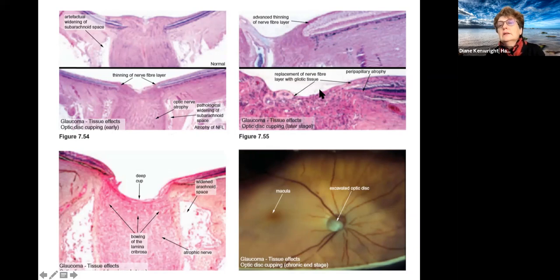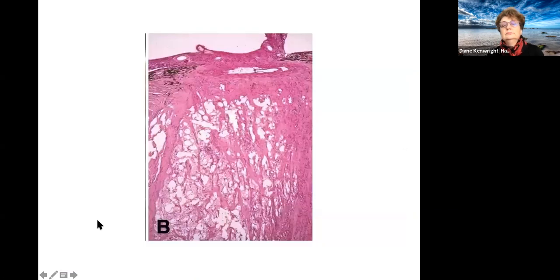Gliosis. Okay, and I can't see the top one here. Yep, again, cupping, gliosis. And this is cavernous optic atrophy. It just starts looking like Swiss cheese here behind the lamina.